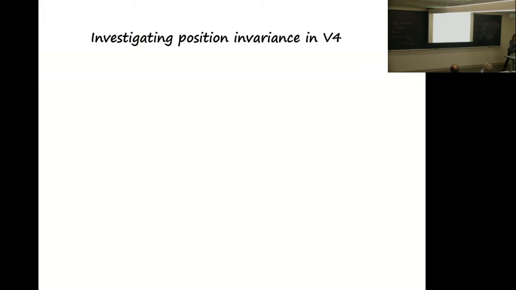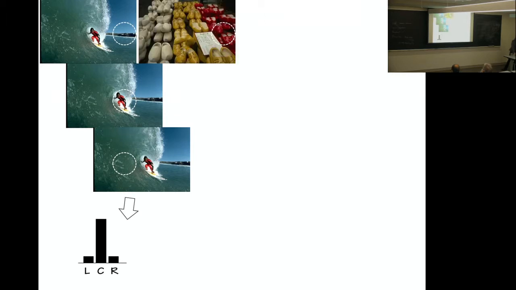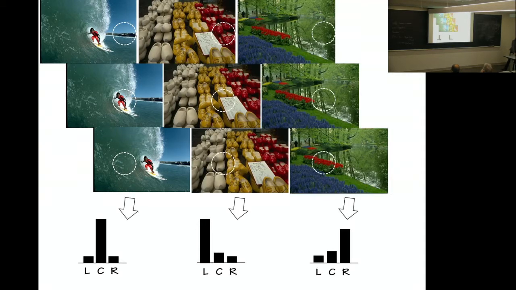Okay, so let's say you're investigating position invariance of a V4 neuron. And you decide, okay, I'm going to take those three stimuli, and you're going to present them. Let's say this is the receptive field of the cell. You present the stimuli off to the left, in the central position, and off to the right. And these are the responses you get, okay? A second stimulus here, again, you do the same thing. These are the responses you get. And a third set of stimuli, these are the responses you get.